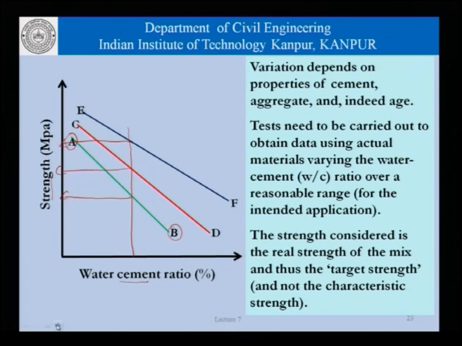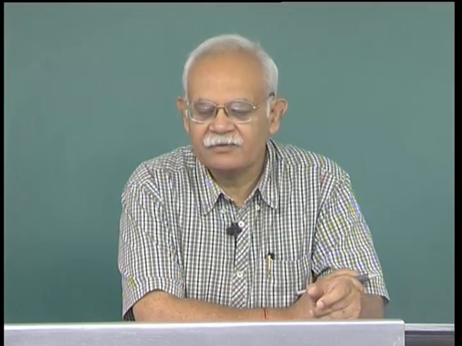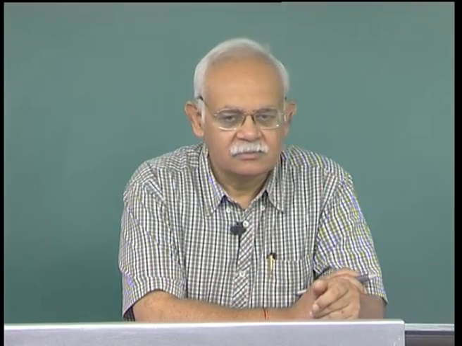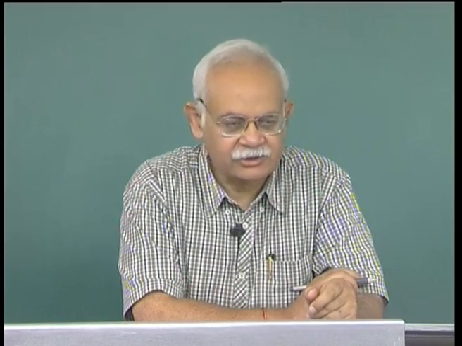And we need to carry out tests using real materials and real data to get the variation of the water cement ratio and strength over a reasonable range of values. It makes no sense to try to determine the water cement ratio versus strength relationship in the neighborhood of 30-35% of water cement ratio if the strength required is such that the water cement ratio in that mix will be 50%. So, we have to choose a range here. What water cement ratio range is chosen depends on the strength that we want, and with that range we have to carry out experiments and narrow down the variation that we want for the water cement ratio versus strength relationship.